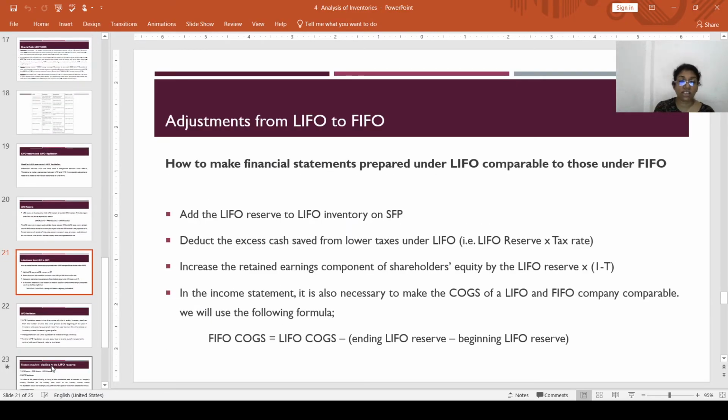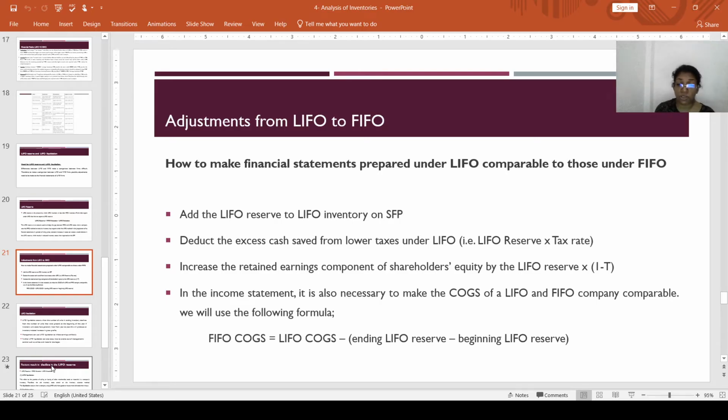So let's see what the adjustments from LIFO to FIFO are. The first adjustment is we have to add the LIFO reserve to the LIFO inventory in the statement of financial position. Then we have to deduct the excess cash saved from lower tax under the LIFO method. Then we have to increase the retained earnings component of shareholders' equity by the LIFO reserve.